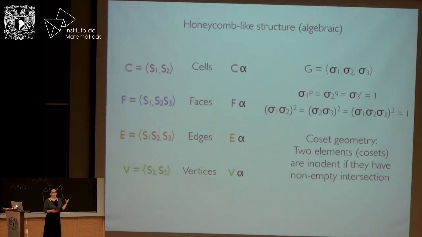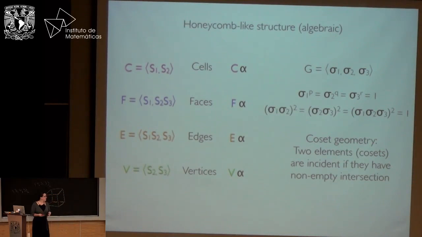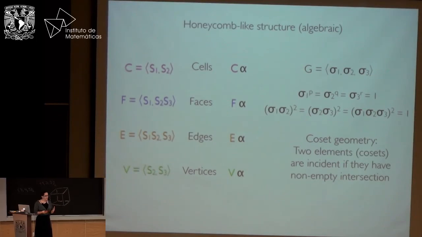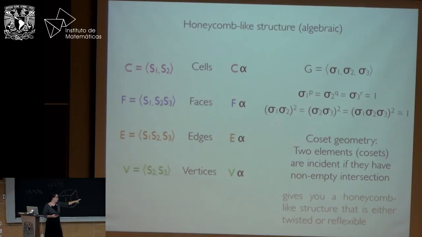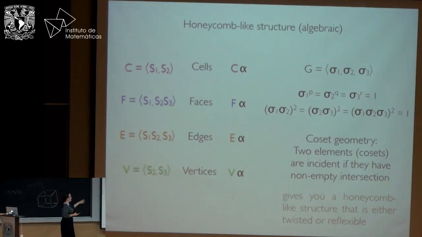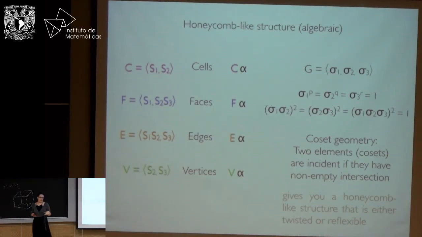And when I do this, I can regard a honeycomb as one of these things. The only problem with doing this is that, when I do this, I do have symmetry behind, because the group G is acting on this incidence structure. And the structure that I get could be either twisted or reflexible.